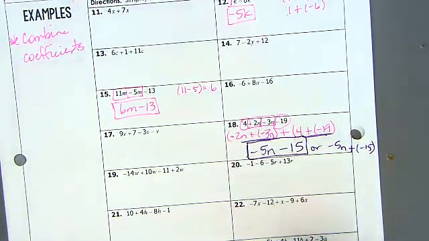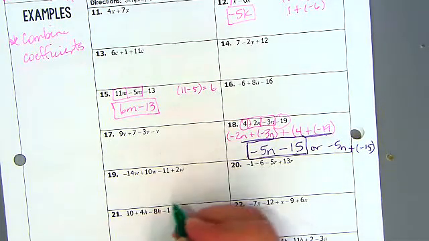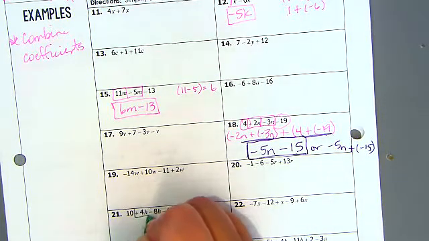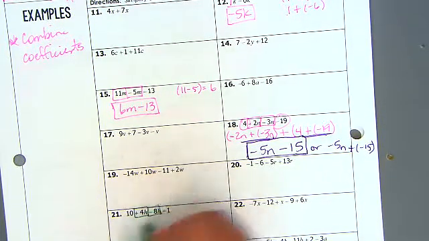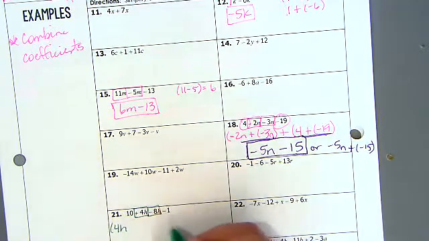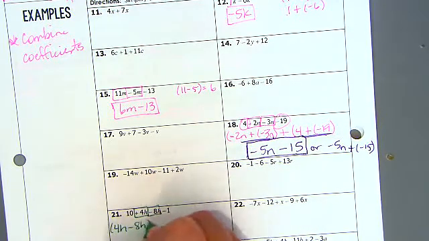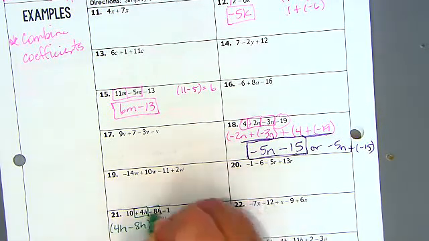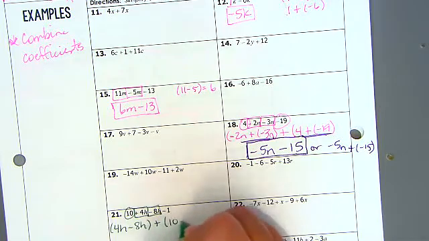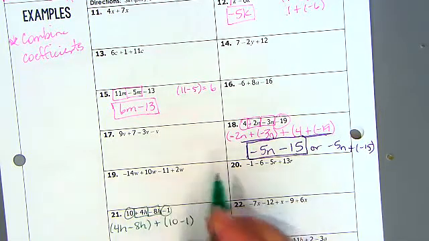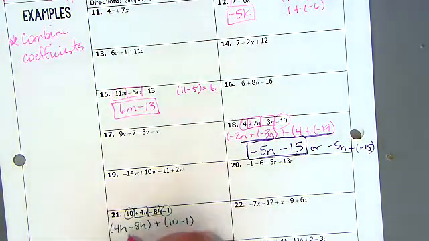Okay, looking at 21. Again, I like to rewrite it to where I have my information together. So I'm going to have 4h minus 8h plus 10 minus 1, which then that's going to give me 4h minus 8h. That means they were doing battle, the negatives win. So this is a negative 4h plus 10 minus 1 is 9.